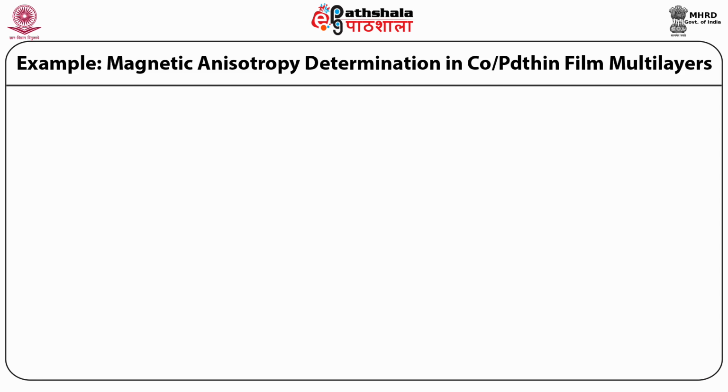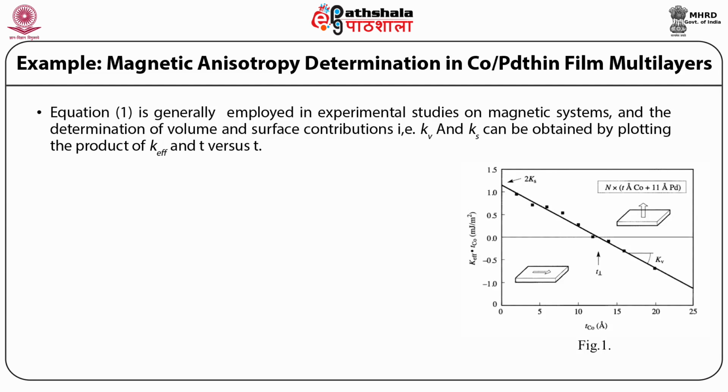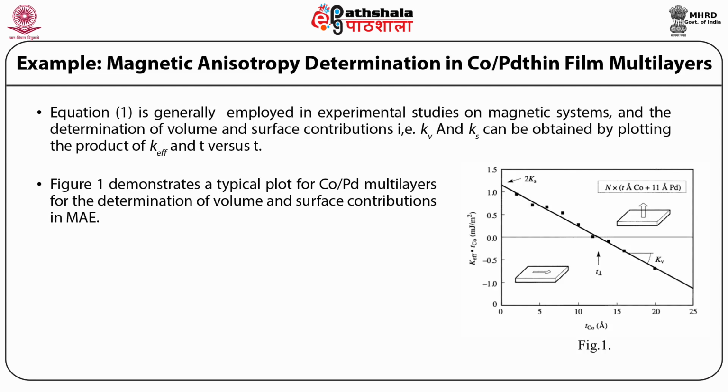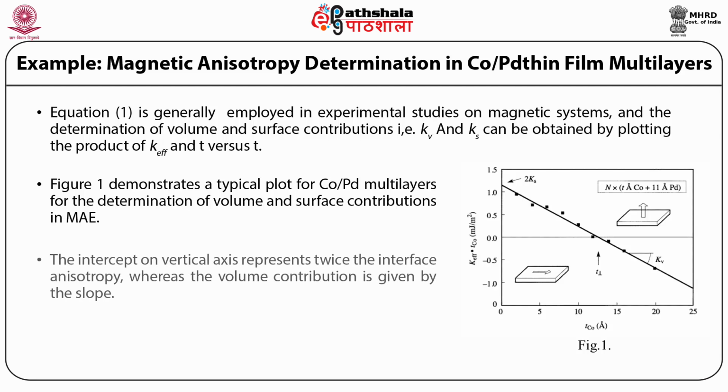Let us take up an example where we will study the magnetic anisotropy determination in cobalt palladium thin film multilayers. Equation 1, as discussed before, is generally employed in experimental studies on magnetic systems, and the determination of volume and surface contributions, that is, Kv and Ks, can be obtained by plotting the product of K effective and t versus t. Figure 1 demonstrates a typical plot for cobalt and palladium multilayers for the determination of volume and surface contributions in MAE. The intercept on the vertical axis represents twice the interface anisotropy, whereas the volume contribution is given by the slope.